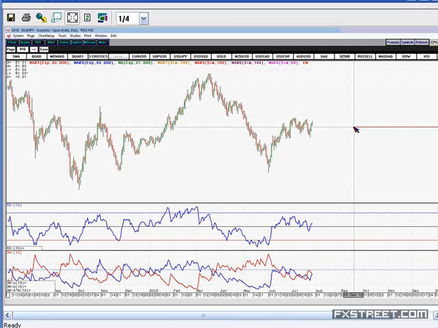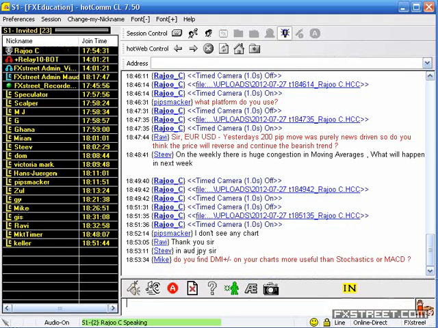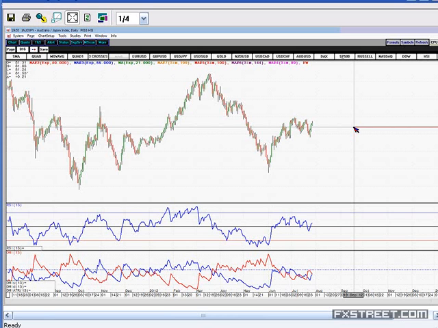Do you find DMI on your chart more useful than stochastic or MACD? Okay, basically it all depends on your convenience. I firmly use DMI, RSI, and MACD. MACD I also use. Stochastics I use once in a while because I feel it is too noisy. But it all depends on your convenience, the convenience of your use. That is the thing I wish to highlight.